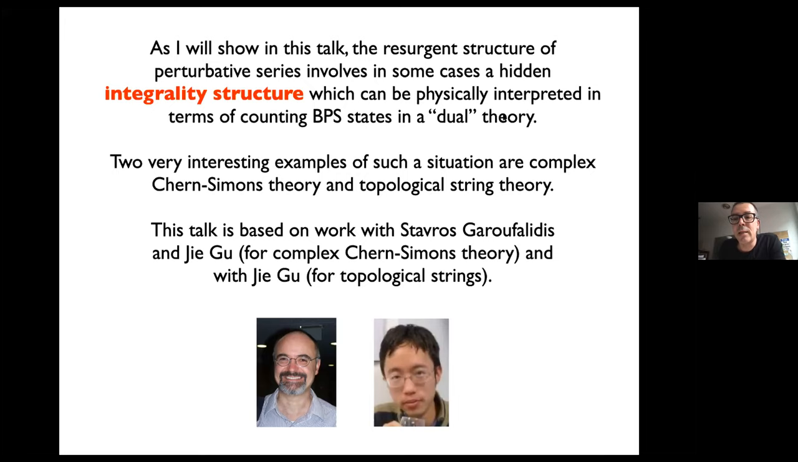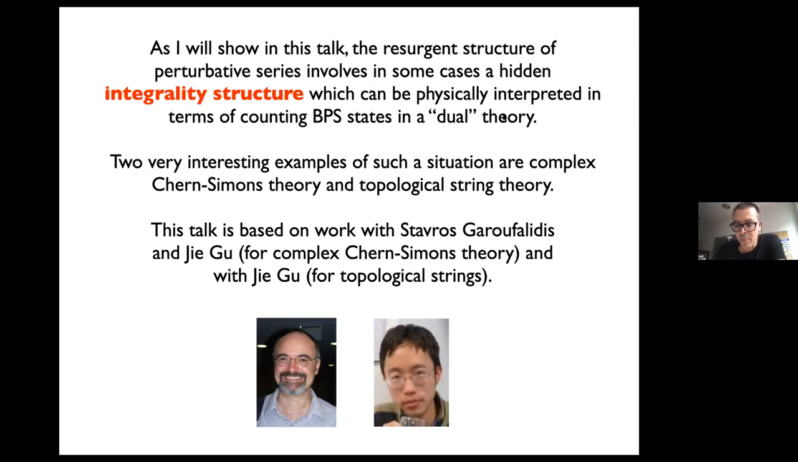And as we will see, this integrality structure is actually not something unheard of. It's related to something that we like a lot in supersymmetric gauge theories and string theories, which is the counting of BPS states. So I will also try to explain how there is a relationship between the theory of resurgence and the theory of BPS states. And I will focus on two examples where this relation seems to be important, which are complex Chern-Simons theory and topological string theory. The first part of the talk, where I'm going to focus on complex Chern-Simons theory, is based mostly on work with Stavros Garoufalidis and Diego. And then I will turn in the last part of the talk to more recent work on topological strings, which I did with my postdoc Diego.